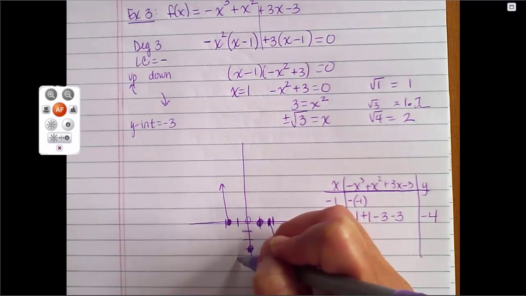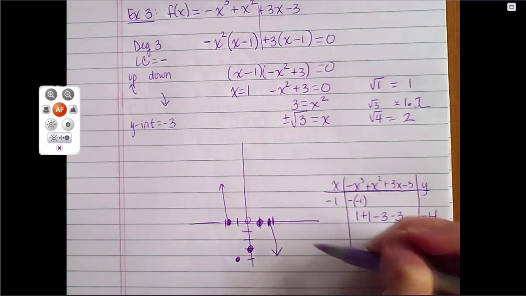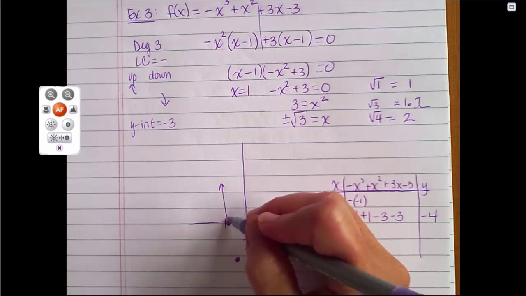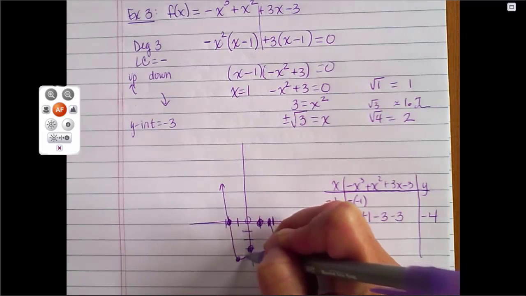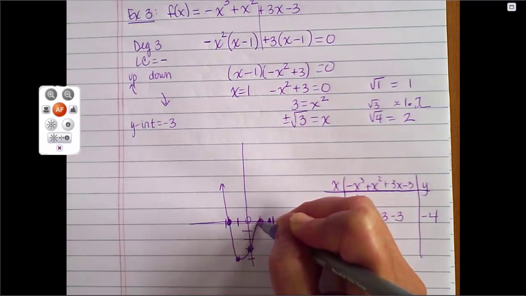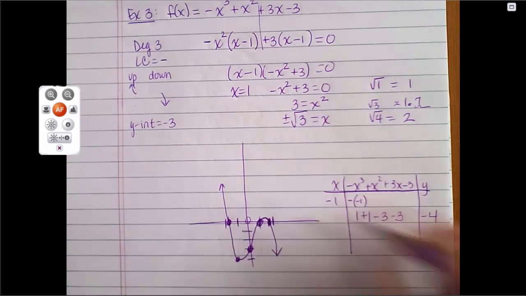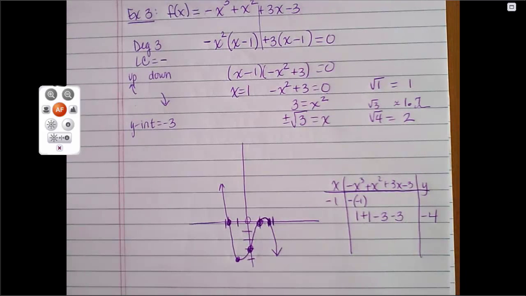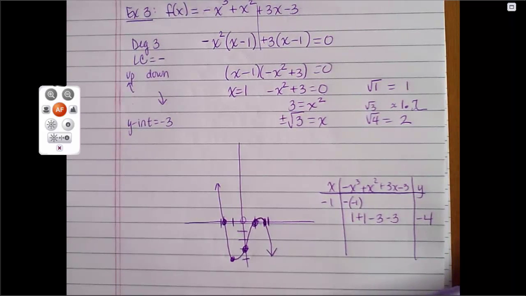So it's down here about. And so it probably turns somewhere near there, goes through that y-intercept, back up here, and probably must have a little peak in there somewhere. And again, that's good enough for now. You need to know your end behaviors, y-intercepts, and zeros.